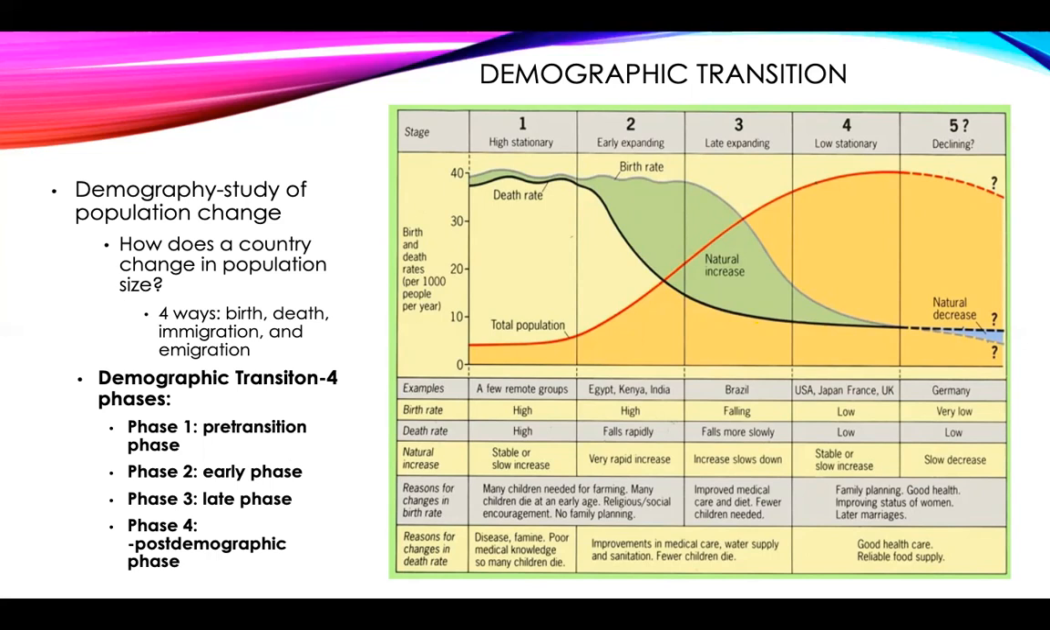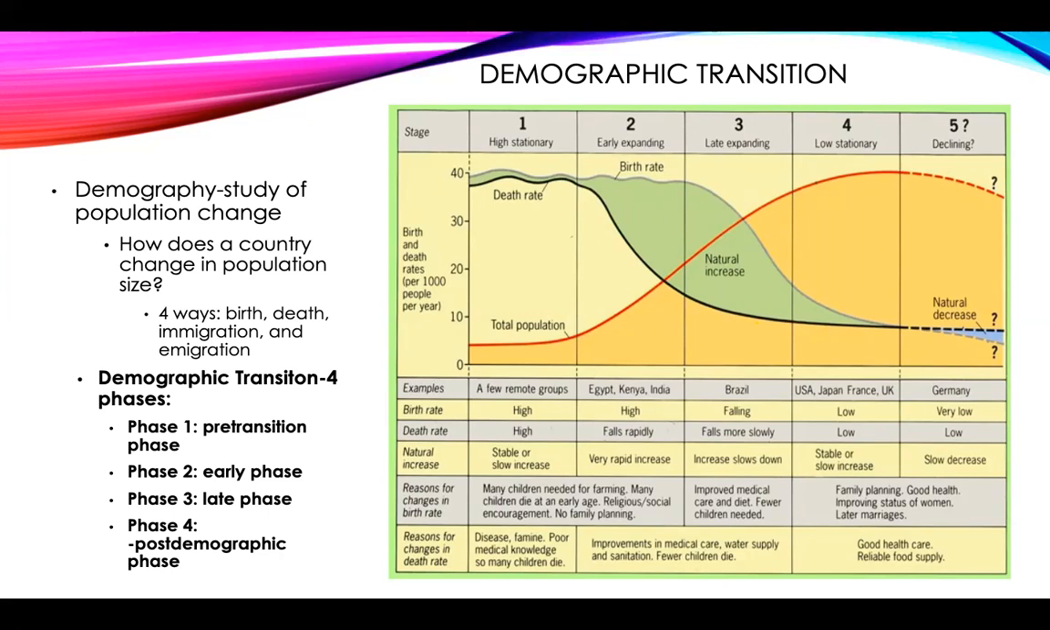Then we have phase two, early expanding, or early phase. Birth rate remains high, usually once again, because those family planning practices are not being put in place, but the death rate is starting to fall, usually because of increases in living standards and public health and nutrition. And so because people are still having a lot of babies, but people aren't dying as young or as quickly, the rate of increase of population is increasing, it's expanding.